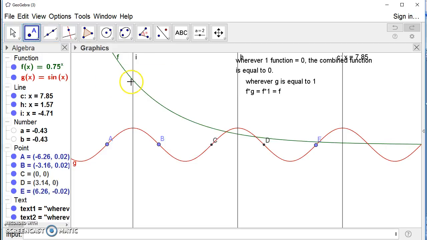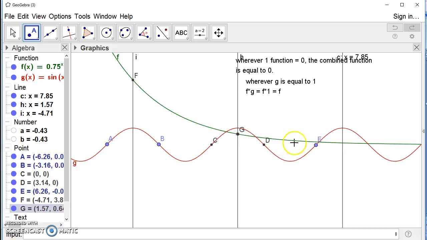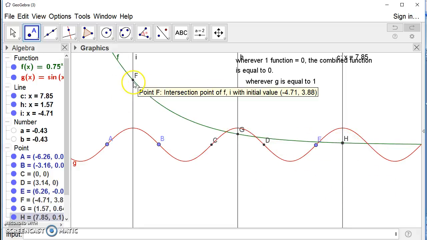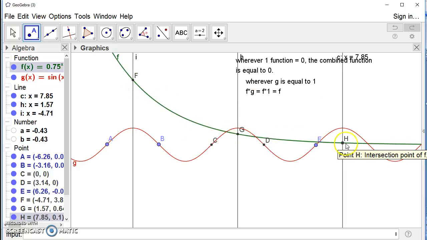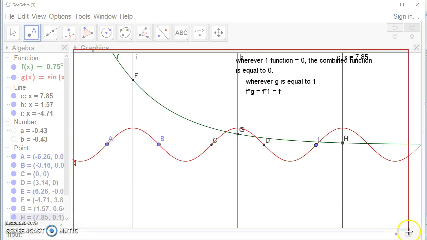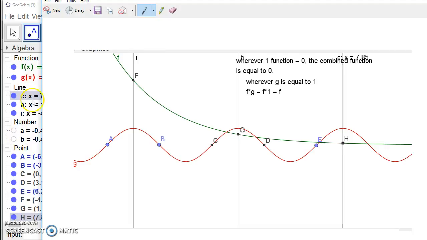So that tells me wherever sine is equal to 1, my function is equal to wherever the green function is at that time. That's why I draw on these points f and g and h. From here, we can get the idea, I'll use this tool to try to draw this one. We can now see how this is going to have to pass through all the points.